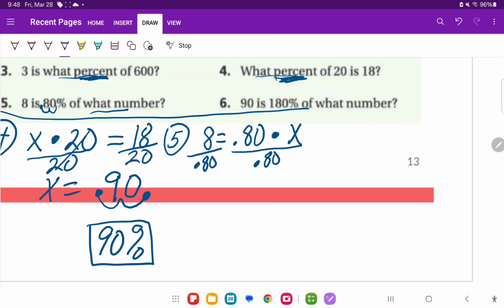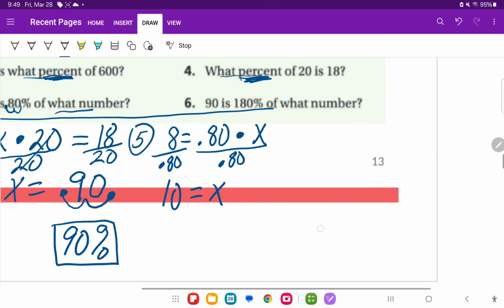And that's going to give you 10. All right. So that is 10. So 10 is equal to x. So 8 is 80% of 10.